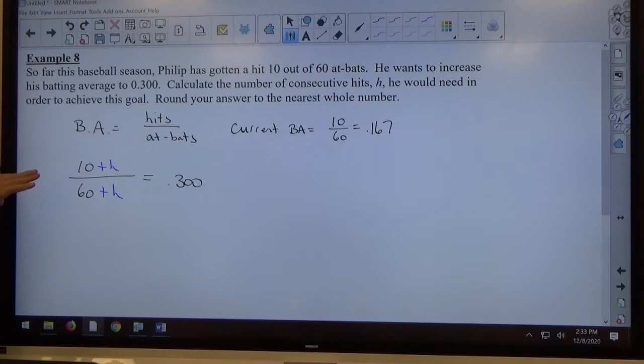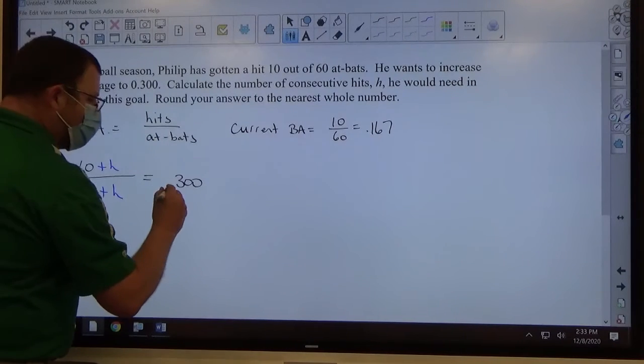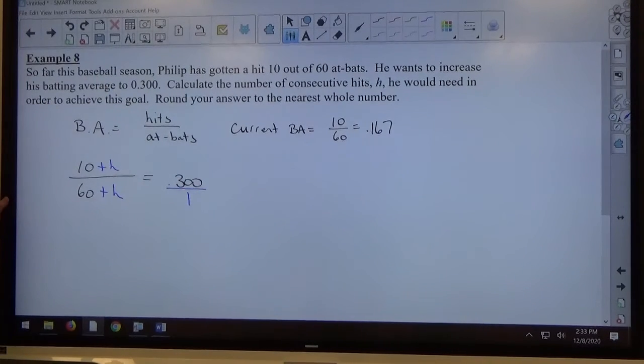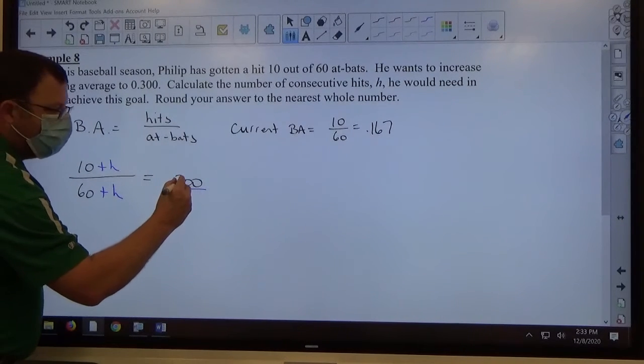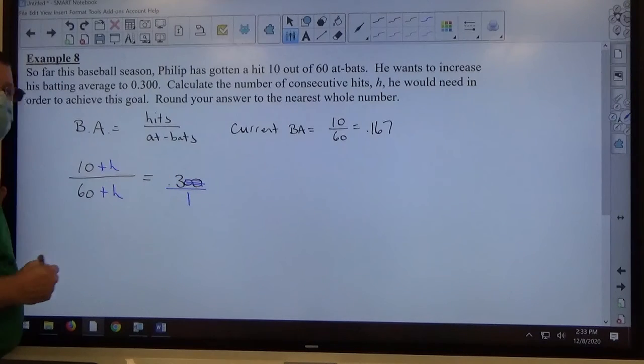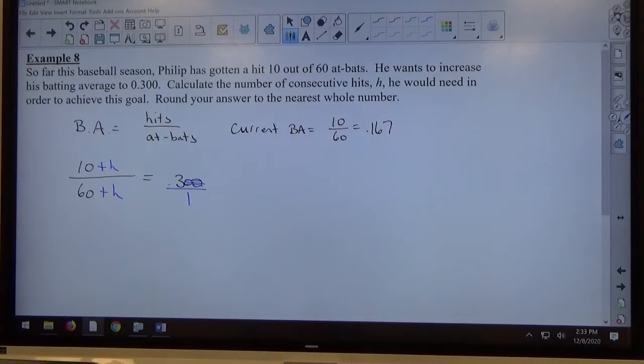So whatever I add to the top, I'm adding to the bottom. I'm getting consecutive hits, which means I'm not getting extra at-bats without hits. If I get 5 more hits, I'm getting 5 more at-bats. I want it to equal .300. I'm going to put this over 1. Now one thing I will say, this is how they always list batting averages. You do not have to put the ending zeros if you don't want to, for the sake of the math involved. Those ending zeros can be thrown out. If it says 350, then .35. If it says 247, then you can't drop anything. So if there are zeros at the end, drop them. If they're not zeros, you have to keep them.